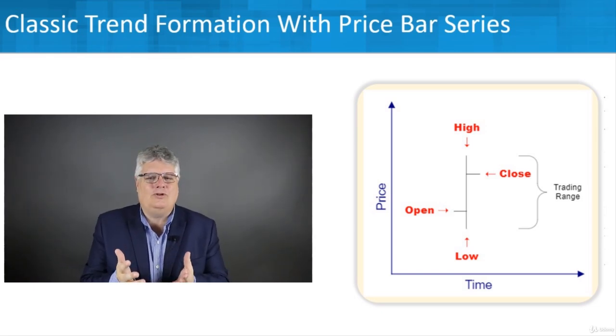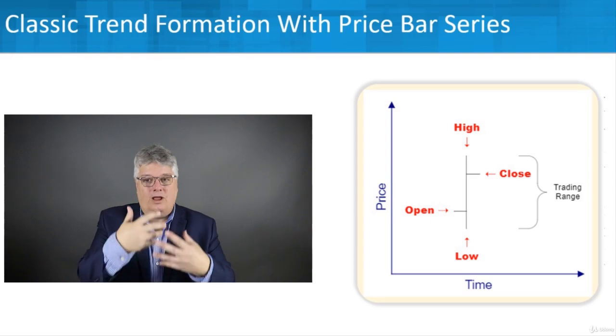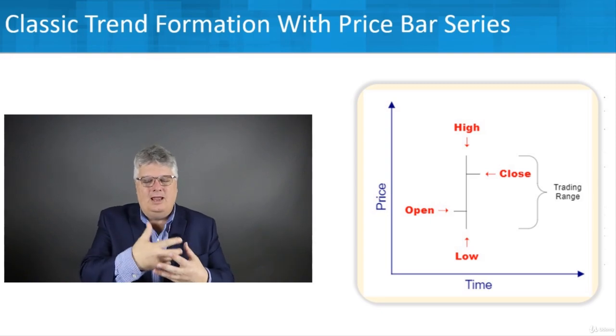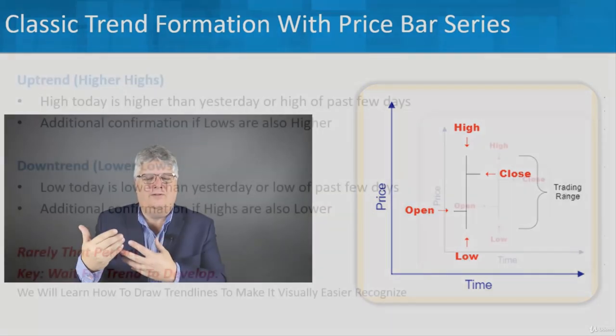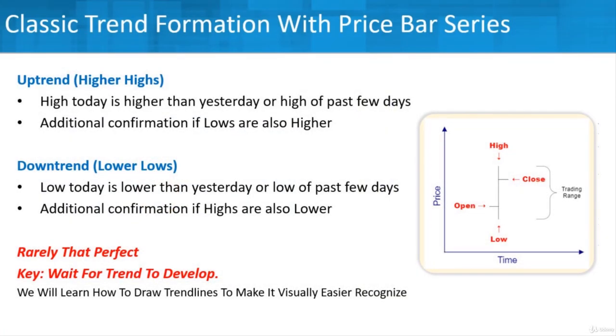So if we look at classic trend formation with price bar series, so we're looking at price bars, open, high, low, close, over a period of time, and they tend to be, let's say, uptrending, the highs are higher. You have higher highs. Each day, the high is getting higher than the day before. That gives you additional confirmation of an uptrend, especially if the lows are also higher. So your highs are higher and your lows are higher, everything's higher and prices are going higher. That can give you a signal of a strong uptrend.